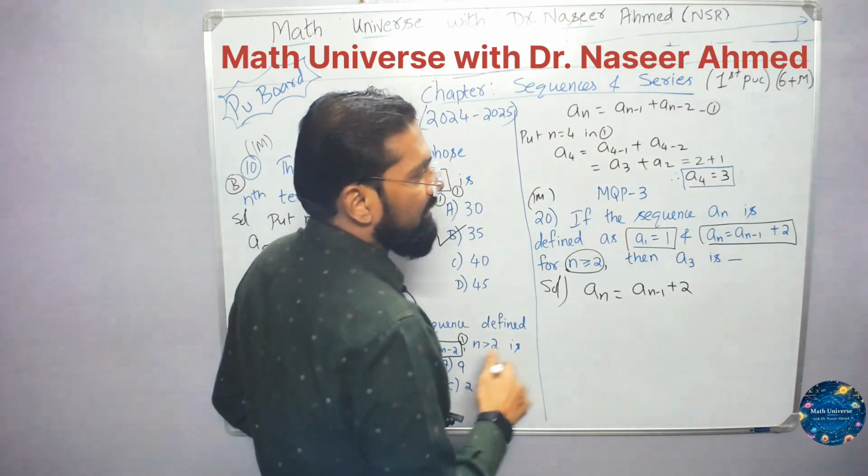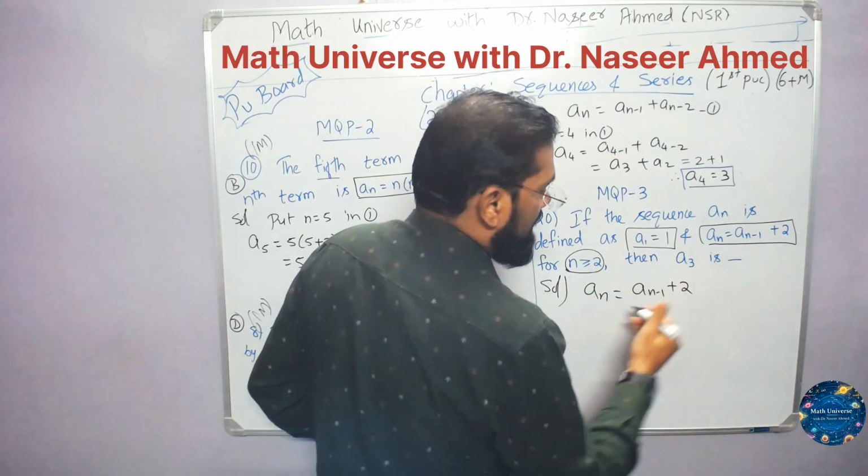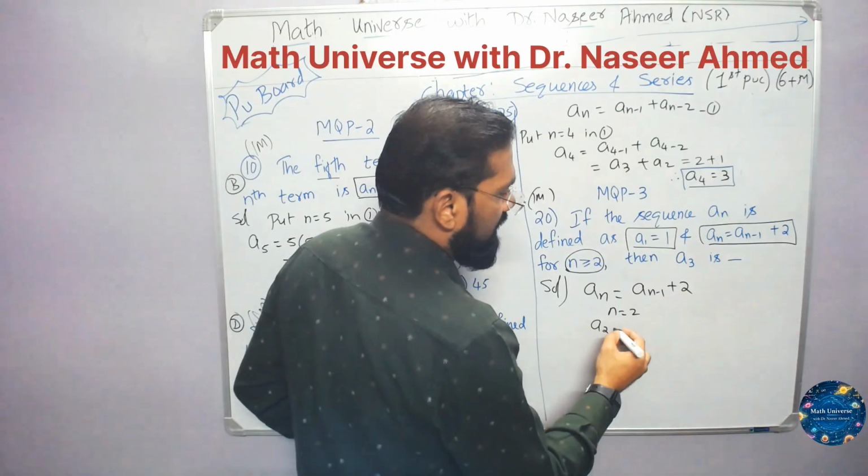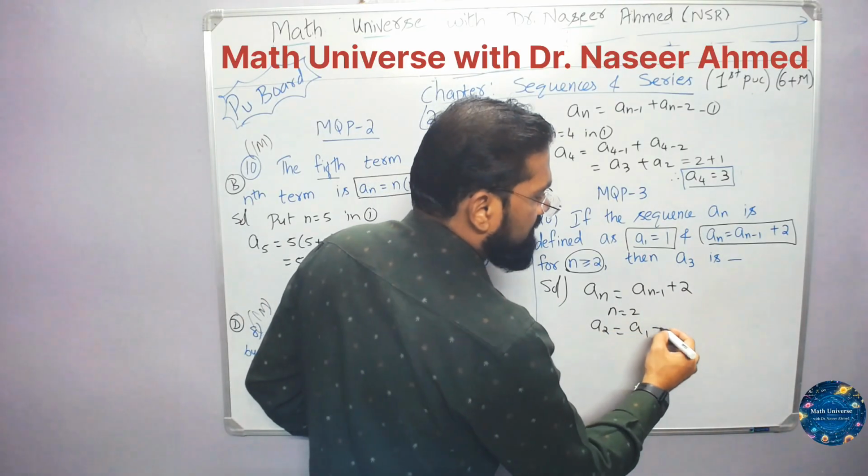Why is this condition given? If I put n is equal to 2, you can see what has happened. What's going to happen here? Just see first. I'll get a2 is equal to a2 minus 1, that is a1, plus 2.